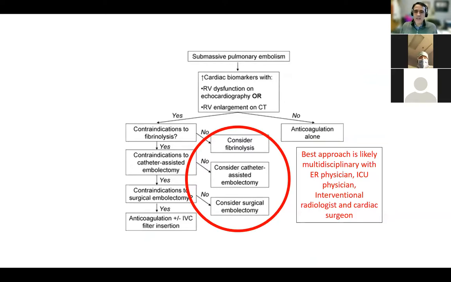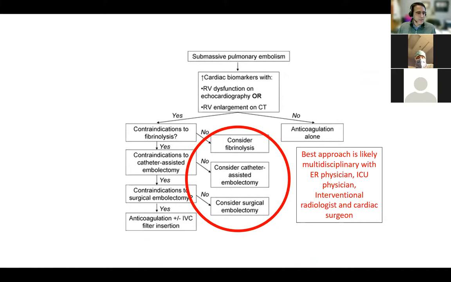Ultimately, the decision-making is really around fibrinolysis and catheter-based embolectomy, which probably has a role at some point. My interventional radiologists do this sometimes, but their efficacy with very large thrombus burden is hard for them. And this is where surgery can be quite helpful.